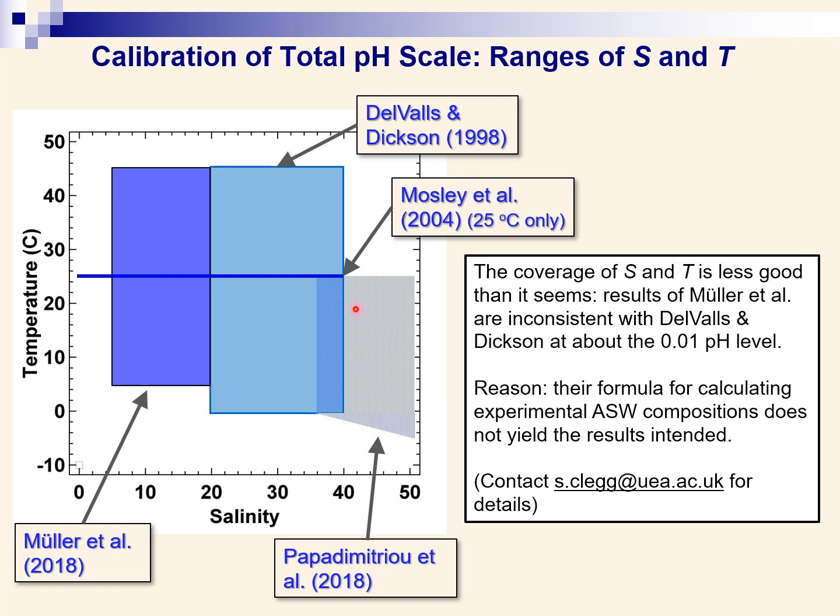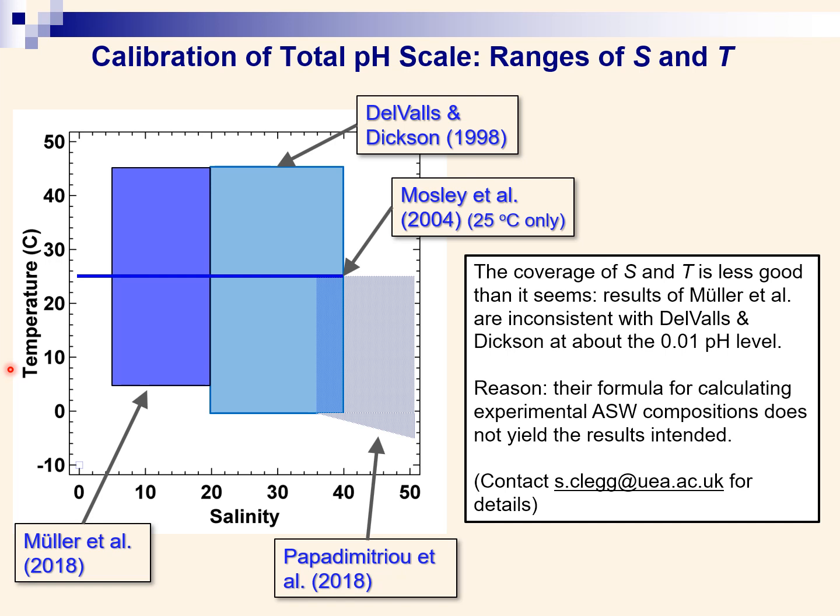Papadimitriou at high salinities and low temperatures, and Muller et al. from 5 to about 20 salinity. We have found in the course of our work that the results of Muller et al. are inconsistent with those of Delvals and Dixon at about the 0.01 pH level. And the reason for this turns out to be very simple.